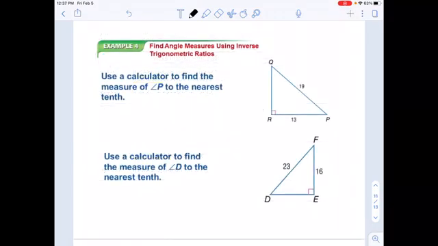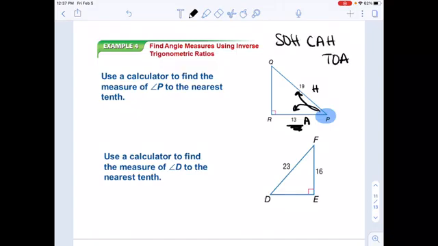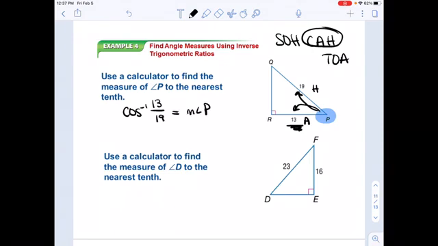We are going to use a calculator to find the measure of angle P to the nearest tenth. So this is our perspective. We are given our adjacent and our hypotenuse. This means in our SOHCAHTOA, we are going to use our cosine trig function. So we are going to use the inverses. You use the inverses to find angle measure. The inverse of our trig function, adjacent over hypotenuse, will actually just figure us the measure of angle P.